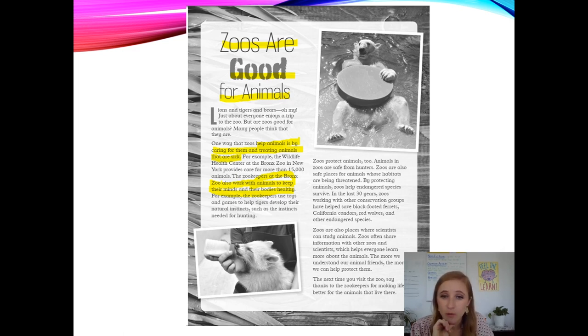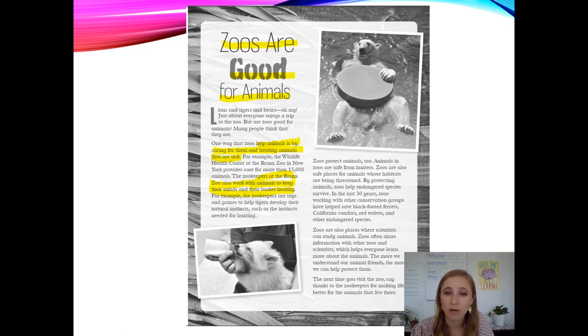Zoos protect animals too. Animals in zoos are safe from hunters. Zoos are also safe places for animals whose habitats are being threatened. By protecting animals, zoos help endangered species survive. In the last 30 years, zoos working with other conservation groups have helped save black-footed ferrets, California condors, red wolves, and other endangered species. What reasons did you notice in that paragraph?